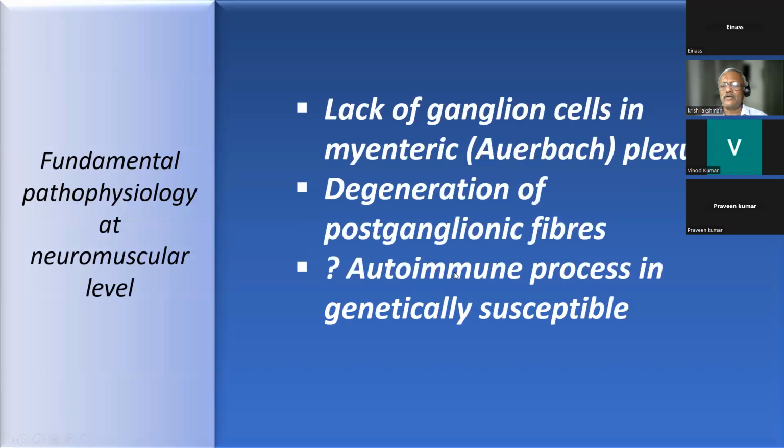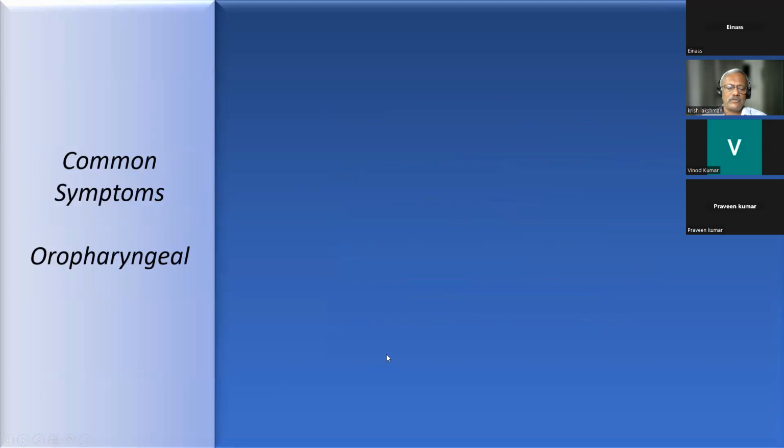Sir, the two things that happen are that the ganglion cells are affected and there is a degeneration of the post-ganglionic fibers. And you are very correct when you said that it is some kind of an immune process that seems to do it in genetically susceptible people. Okay, so this is what you have to understand: there is some problem with the ganglion cells and there is also an associated degeneration of the post-ganglionic fibers. That's what causes this. That is the basic pathophysiology.